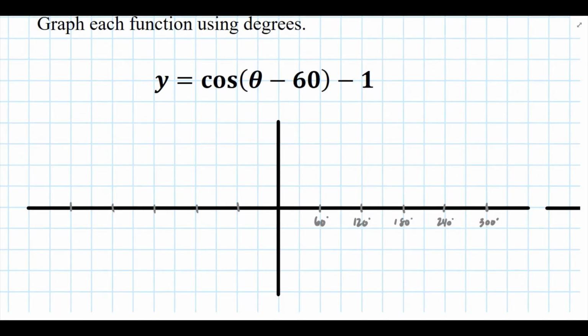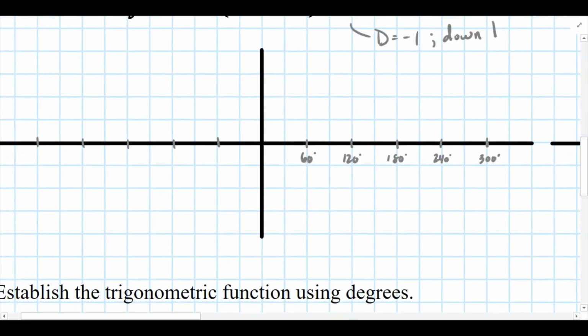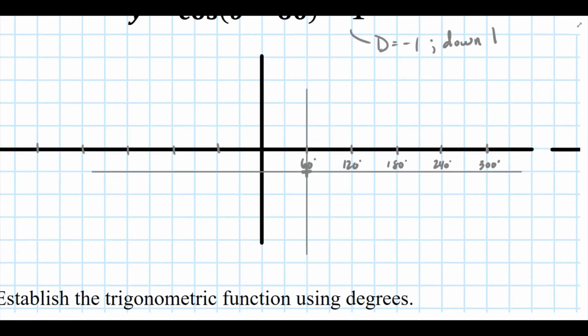With a C value of -60 and a D value of -1, I know the graph is shifted to the right 60 degrees and down 1 unit. We can lightly sketch a new origin and a set of axes here. Now, by considering the key data points for the cosine function, we can plot points and establish the graph. On the new axes, there is a coordinate at 0, 1.